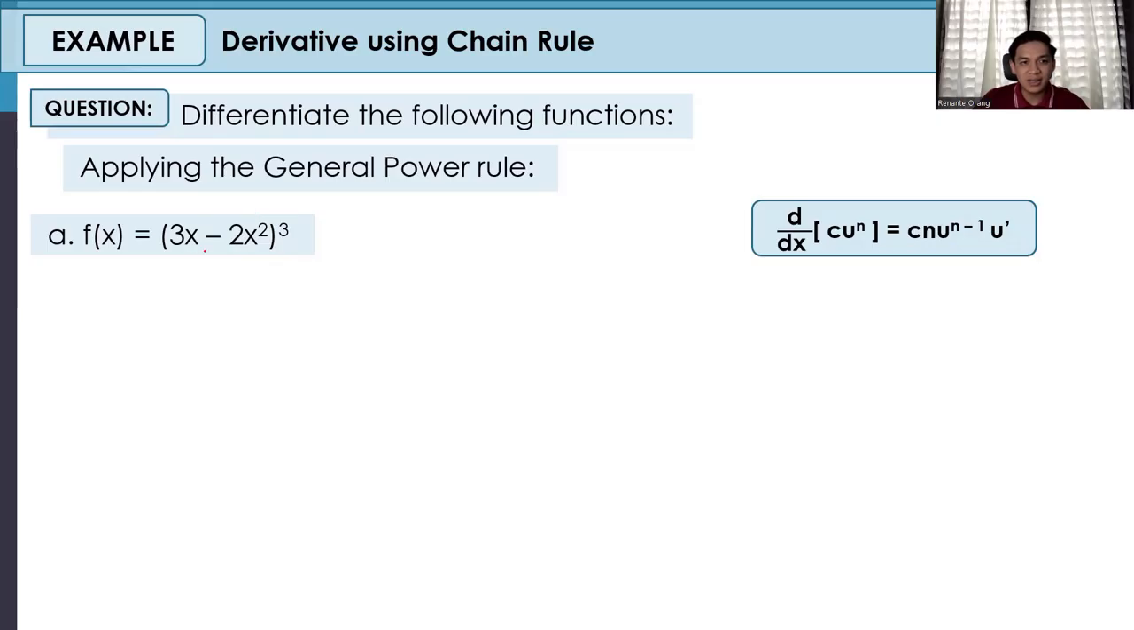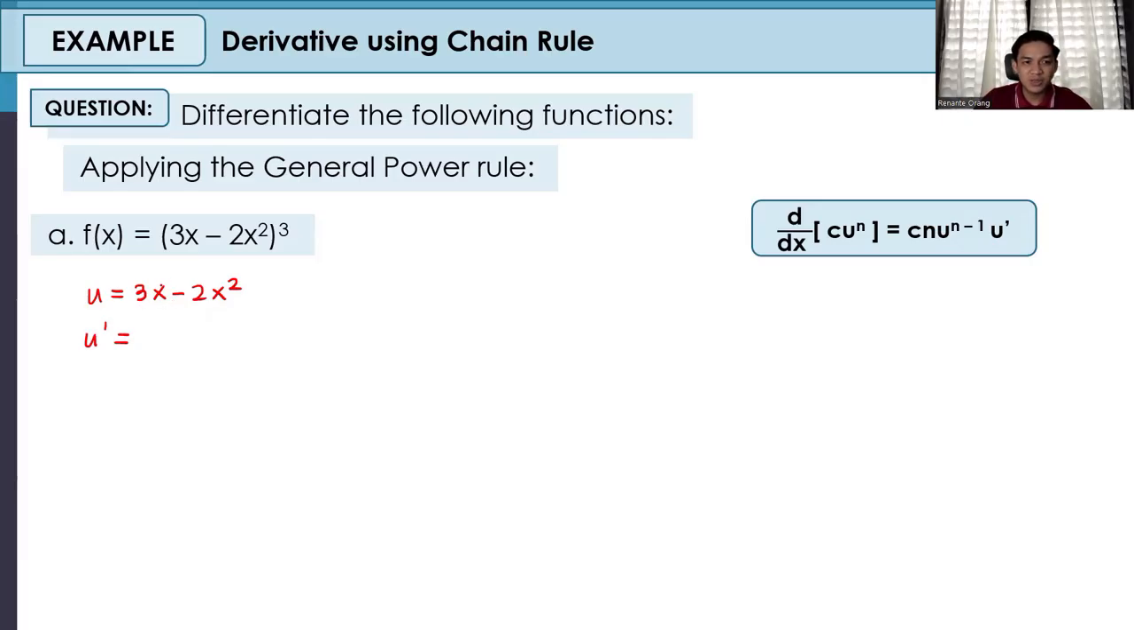So, etong lahat na nasa loob na ating open and close parenthesis, that will be our u, which is equivalent to 3x minus 2x squared. So, para dire-diretso yung ating process mamaya, we will derive our u para maging u prime. Kasi kailangan natin siya mamaya i-substitute. So, lagay natin u prime is equivalent to 3x.